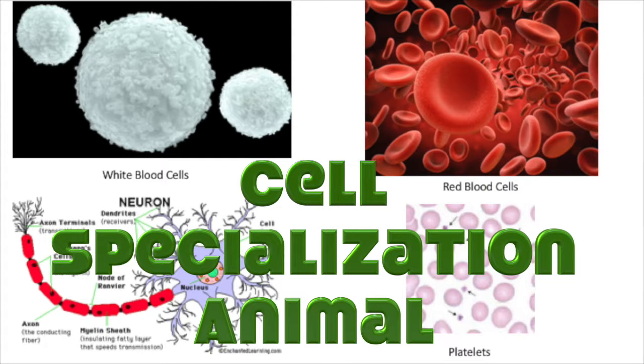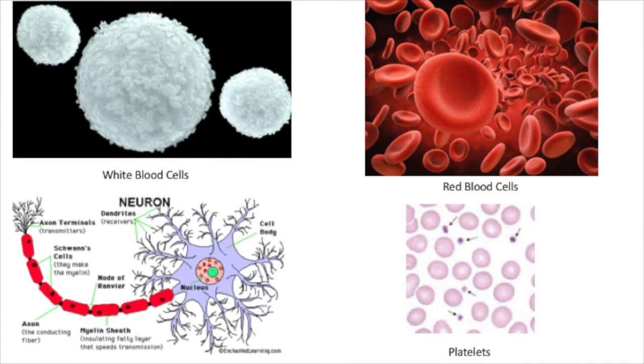And now for the animals, we have white blood cells to fight off infections, red blood cells to carry oxygen to cells, neuron cells to transport information and send it back to the brain and vice versa, and platelets to form blood clots to stop bleeding.